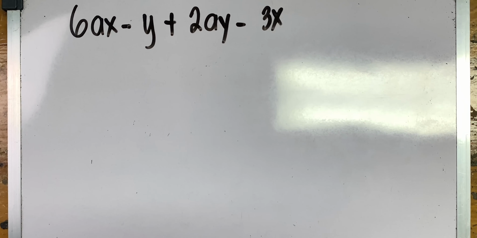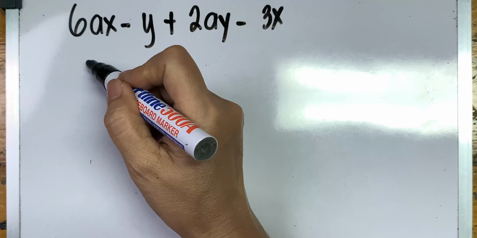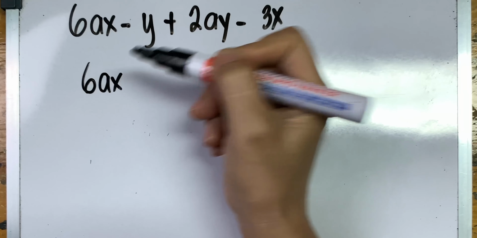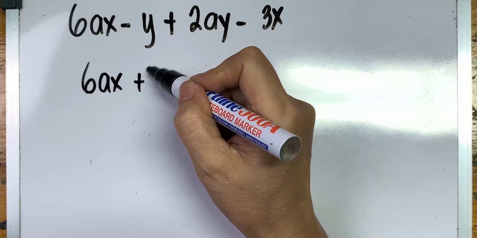Okay, para sa next example natin, again, check muna natin kung merong greatest common factor itong polynomial na ito. But in this example, wala tayong greatest common factor. I-group na natin siya. Divide natin siya into 2 groups. Pero bago natin gawin yan, i-rearrange muna natin yung mga terms. So, pagsamahin natin yung 6ax at saka yung 2ay.